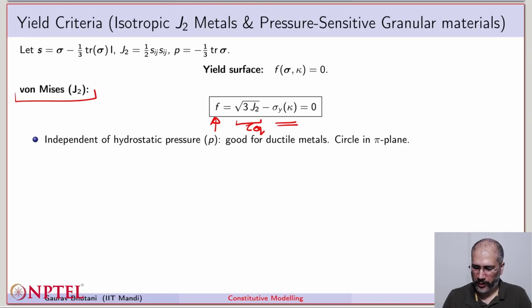So this model is typically used for ductile metals like metal wires, and we notice that it is only the tau that matters here, not the hydrostatic pressure. So these are pressure-independent models where the plastic deformation or flow happens purely because of the deviatoric or the shear part. And the surface in our three-dimensional principal stress space that we just talked about earlier looks like a cylinder, but if you try to draw it in a pi plane, it looks like a circle. The pi plane is also called the deviatoric plane.